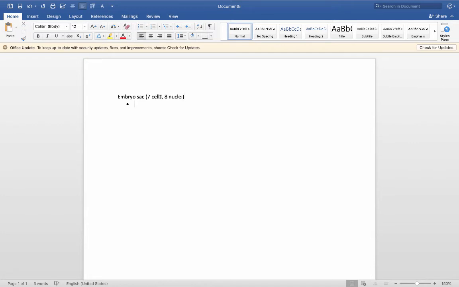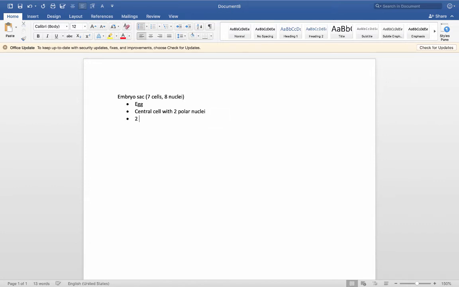All right, so the embryo sac is made up of 7 cells and 8 nuclei. All right, so what we have here is the egg. We have the central cell with the 2 polar nuclei. So this is that one that's a little bit strange. The central cell is actually 2 cells that fuse together, which is the reason why it has the 2 nuclei inside of it. And this central cell and the egg cell are usually more or less right together in the center of the embryo sac.